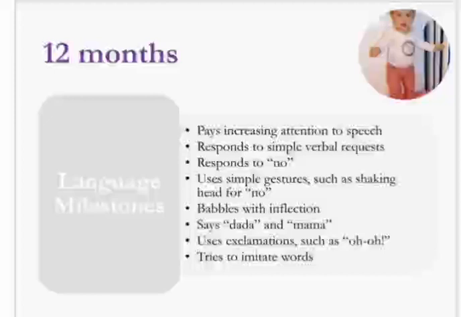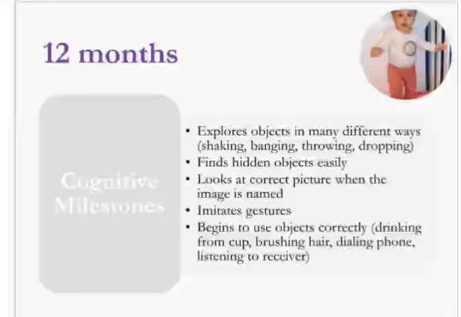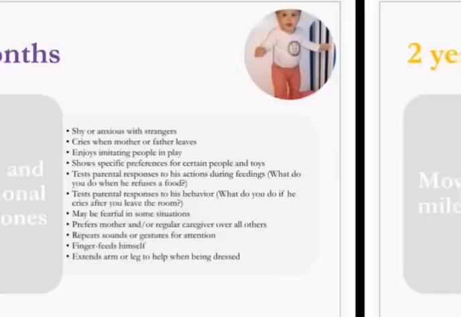In the 12th month, the language milestones are: pays increasing attention to speech, responds to "no," shakes head for "no," says "dada" and "mama," uses exclamations and tries to imitate words. Cognitive milestones: they explore objects in many different ways, imitate gestures, and begin to use objects correctly. Social and emotional milestones: shy, cries, enjoys imitating people, shows specific preferences for people and toys.